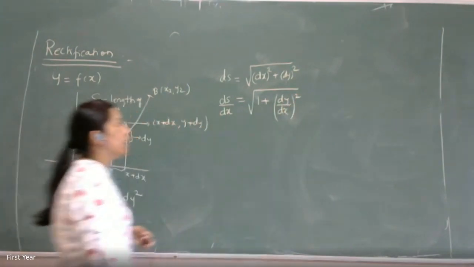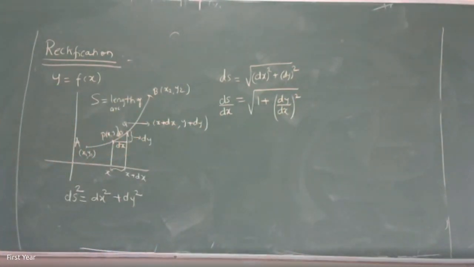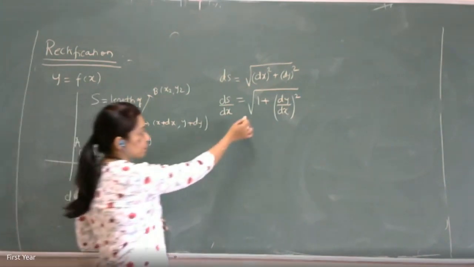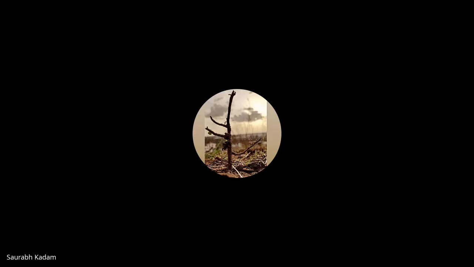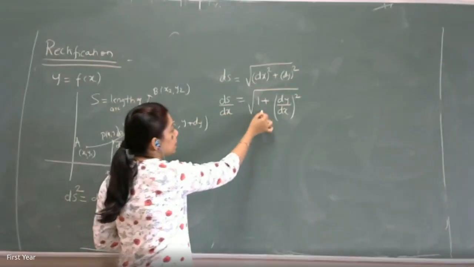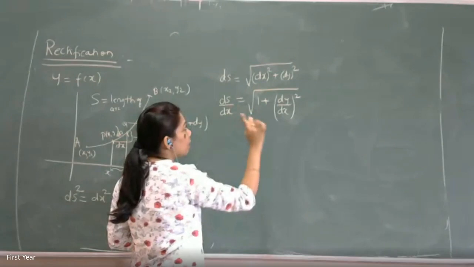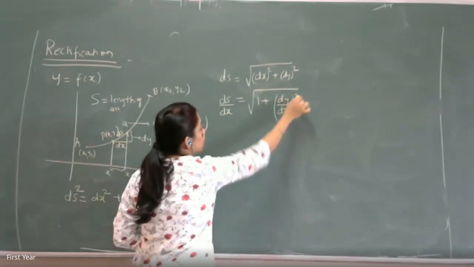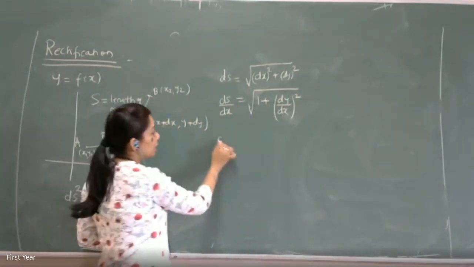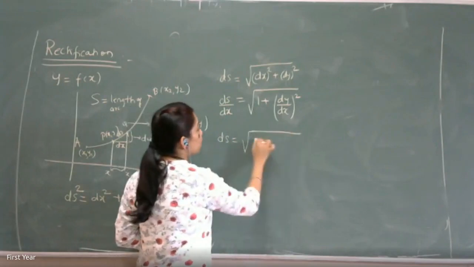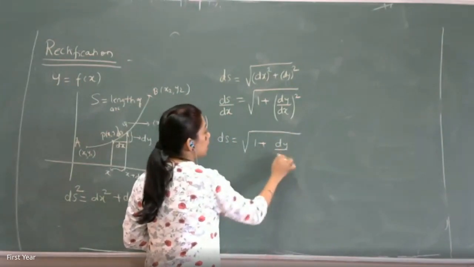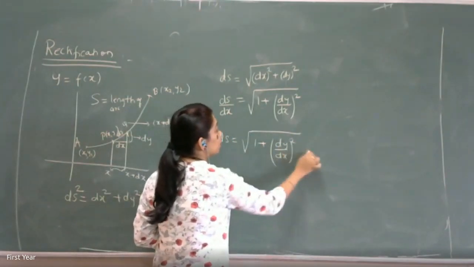Dividing throughout by dx. Is this step clear to everyone? How we got ds by dx is equal to square root of 1 plus dy by dx the whole square. Is this step understood? I have divided by dx. So when I divide it inside the square root, it will be divided by dx square. So dx square by dx square will become 1, and this will become dy by dx the whole square. So that ds becomes square root of 1 plus dy by dx the whole square into dx.